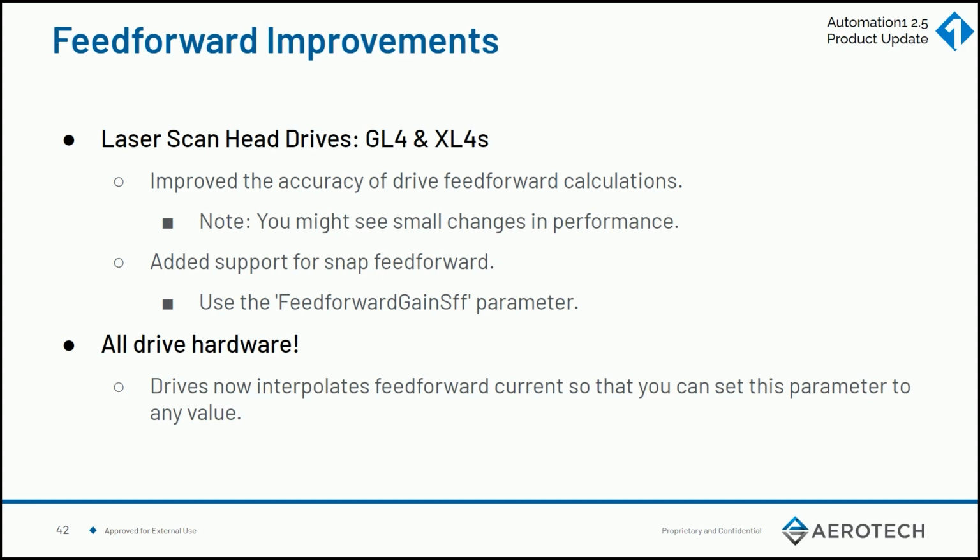We also added support for snap feedforward. This snap feedforward parameter is another thing that helps Galvo scan heads get higher performance levels by predicting the amount of snap, which is a derivative of jerk, in your motion system. So that's another nice feature we have in the scan heads for performance. And the drive now interpolates feedforward current at the drive level. So at the controller level, you can set this parameter at any value. You're not limited anymore by having to be at some divider of the servo speed. You can now set this up to be whatever you want it to be, and the drive will handle that for you.